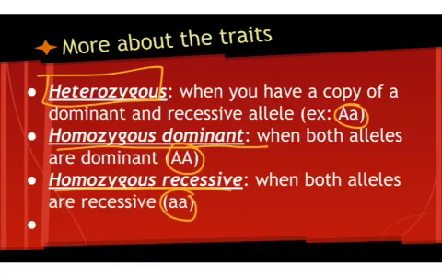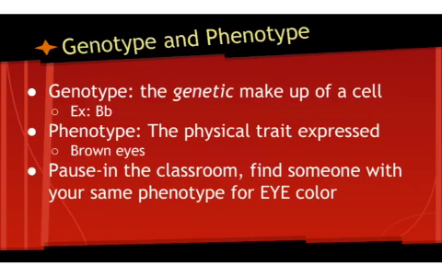You've noticed that on a lot of the assignments that I've given, I don't refer to the genotypes. I simply refer to them as being homozygous dominant, homozygous recessive, heterozygous, any of those combinations. Remember, genotype is the genetic makeup of the cell, that is just the letters. Phenotype is the physical trait expressed. Brown eyes would be an example.